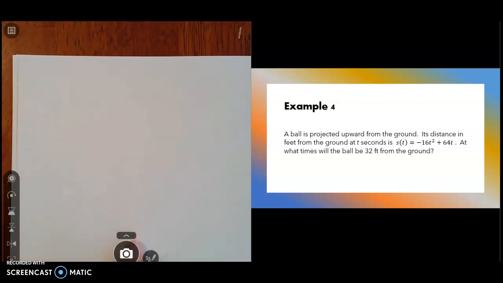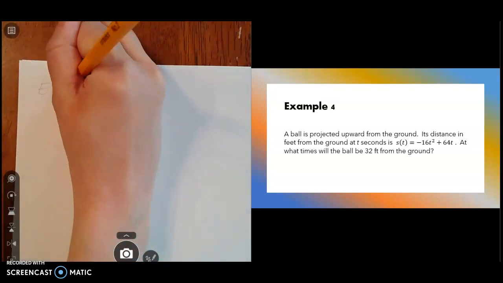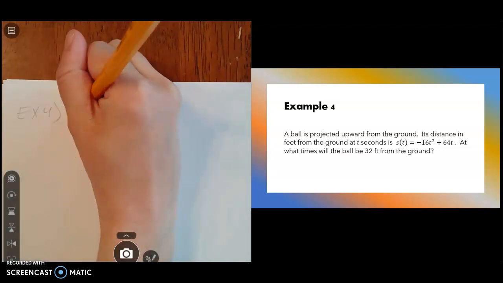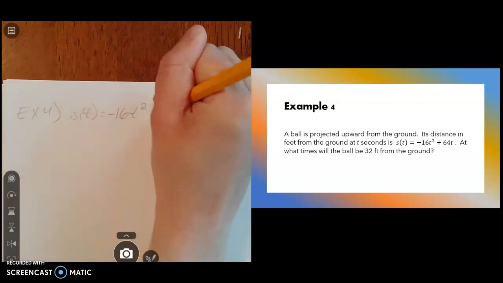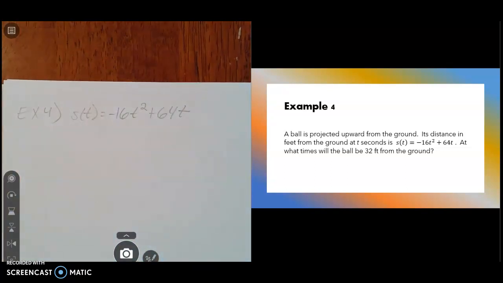For example 4 says a ball is projected upward from the ground. So projectile is like another word for launched or thrown or something like that. Its distance in feet from the ground at t seconds is, so we have this nice little equation, s of t equals negative 16t squared plus 64t. So there's our equation that we're starting out with.